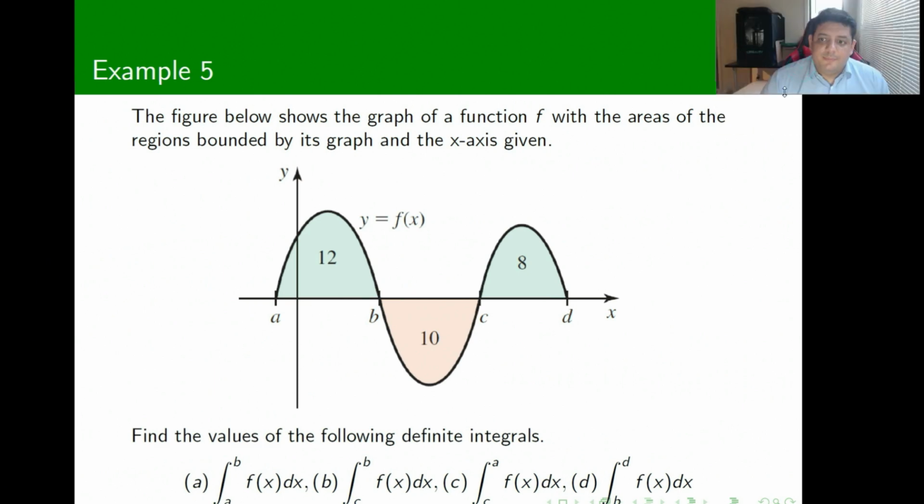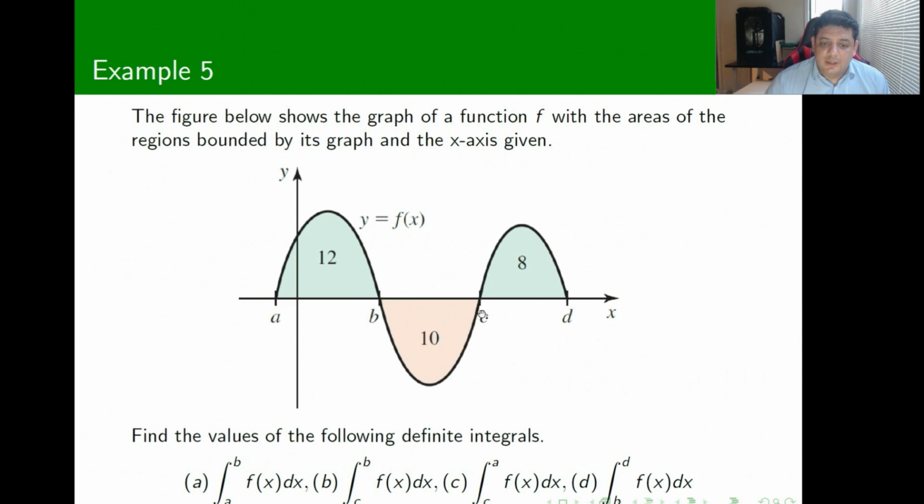Another example: we have the following figure that shows the graph of a function f with the areas of the regions bounded by the graph and the x-axis. Notice that this is the function f of x. We're going to analyze the total area from A to B, from B to C, from A to C, and from B to D. We can find the values for all these integrals. From A to B is easy: only from here to here, it is 12, and we're done.